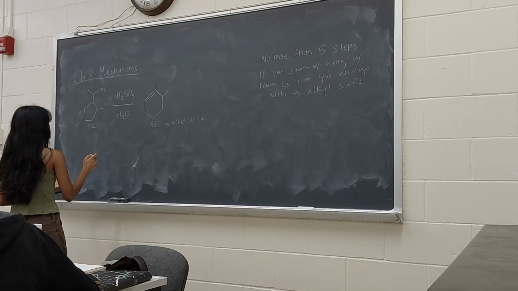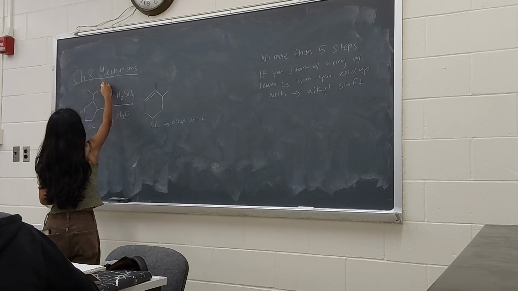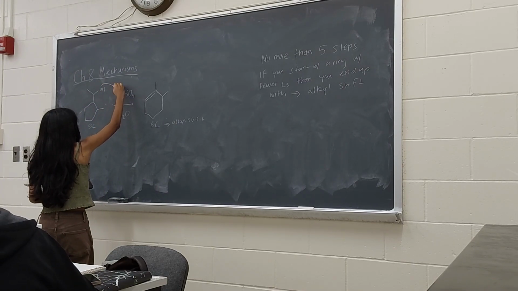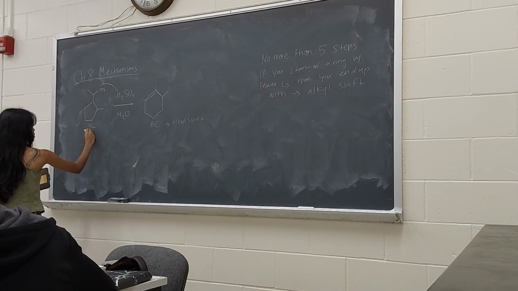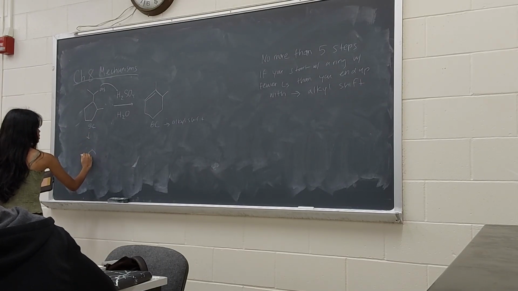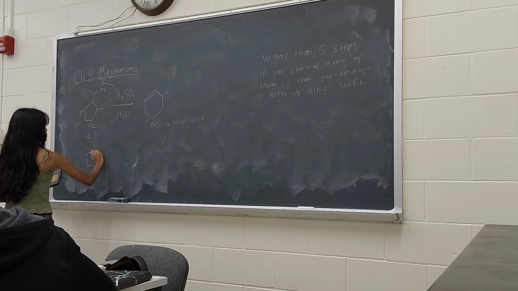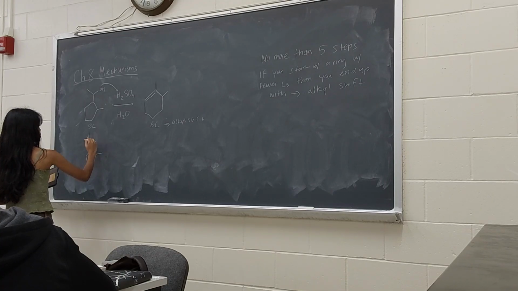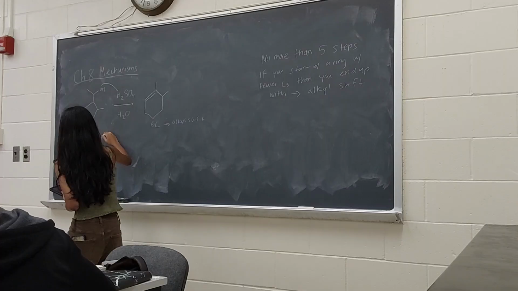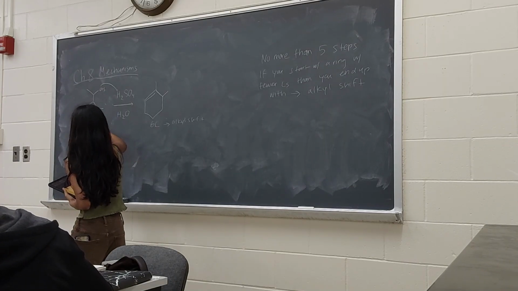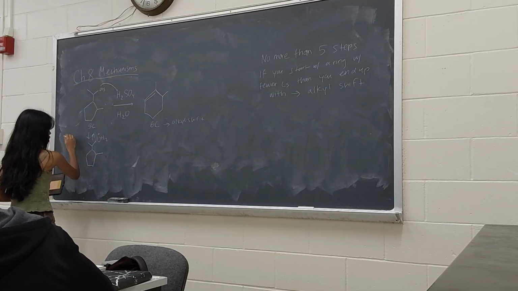So this one starts with an alcohol, and since alcohol isn't a good leaving group, it's going to protonate first and turn into H2O plus. So wait, OH is not a good leaving group? Or it is? It's not a good leaving group. So this will be a good leaving group. So this is the loss of the leaving group.